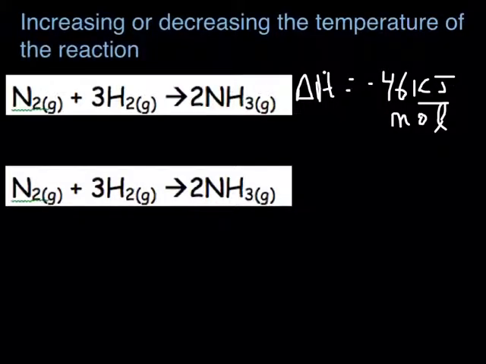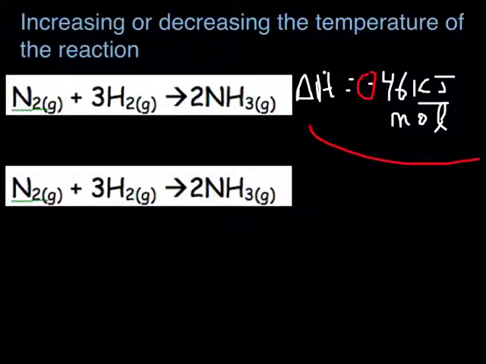The second one we're going to look at is increasing or decreasing the temperature of the reaction. Now, in order to understand the effects of increasing or decreasing the temperature on the equilibrium system, remember this is a system at equilibrium, we have to look at what is called the delta H. Okay, now the delta H is the change in enthalpy. We looked at this before. A negative delta H indicates that the reaction is exothermic, which means it gives off heat. A positive delta H means that the reaction is in fact endothermic, which means it absorbs heat.